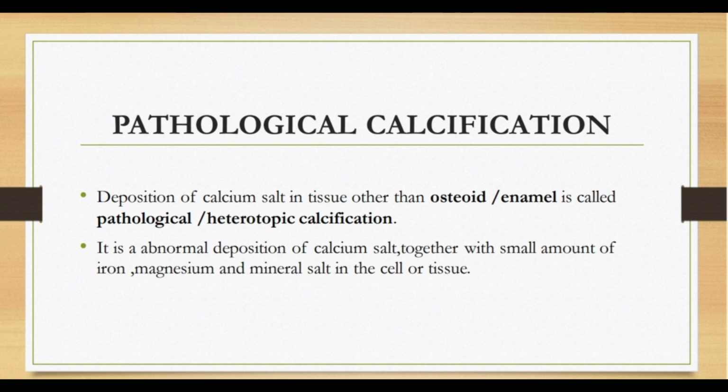What does pathological calcification mean? When deposition of calcium salt in the tissue other than the osteoid or enamel occurs, it is called pathological calcification, also known as heterotopic calcification. It is abnormal deposition of calcium salt and also some small amounts of iron, magnesium, and other mineral salts in the tissue or cells. This is called pathological calcification.